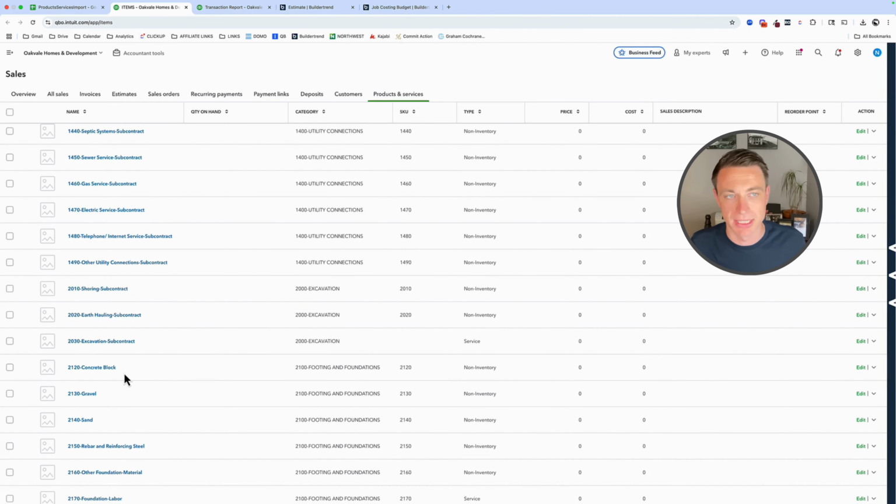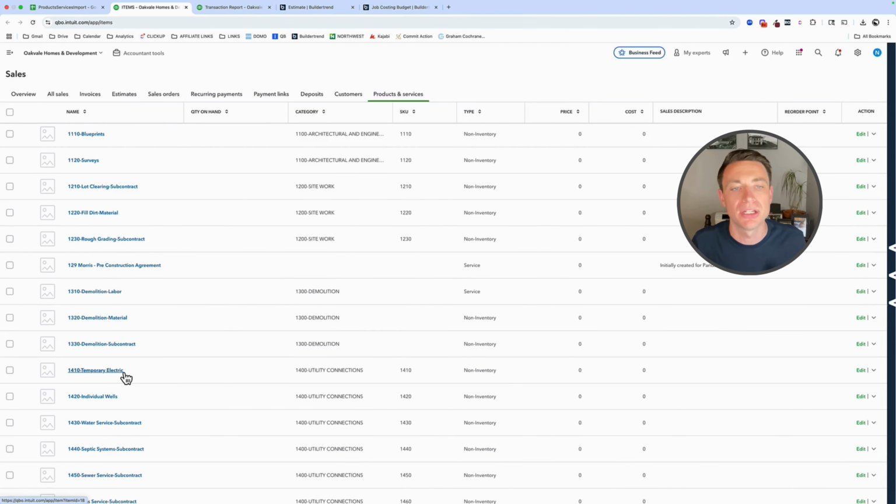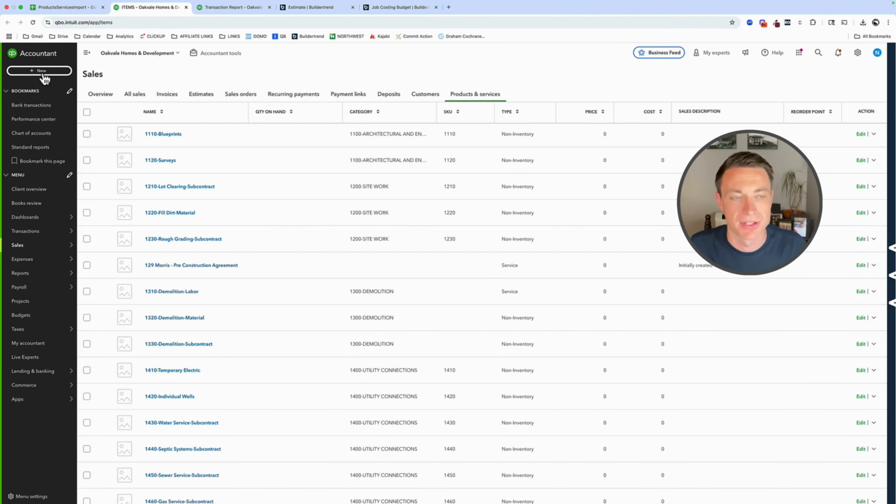We want them to be consistent across projects. And then what can we do with this? That's really the important part. Like, how does this actually work now that we've got our cost codes in there as products and services?